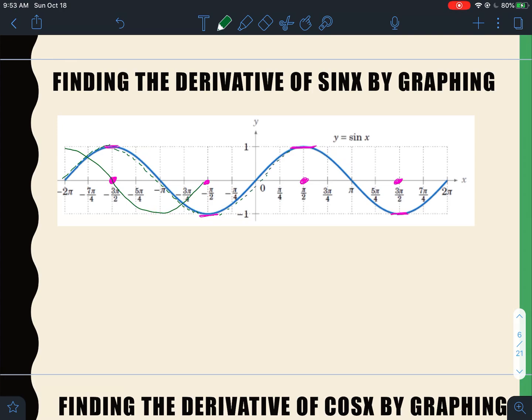And then from negative pi over 2 to pi over 2, all of the slopes of the tangent lines, all of the derivatives, would be positive. So they'd exist above the x-axis. And again, they have to go through all of those pink points because that's where the derivative would have been 0. And then from pi over 2 to 3 pi over 2, the original function is decreasing, so the derivative would be negative. So it exists below the x-axis. And then after that, it's positive, so it'll exist above.